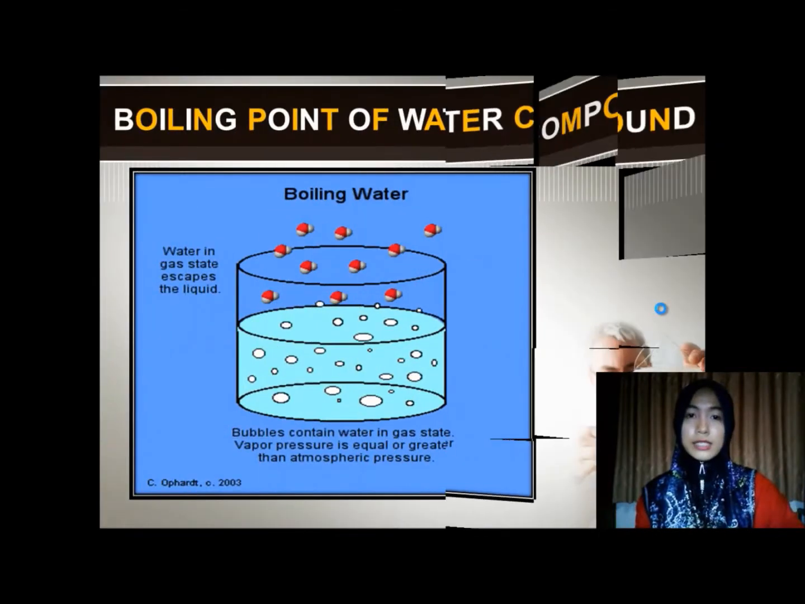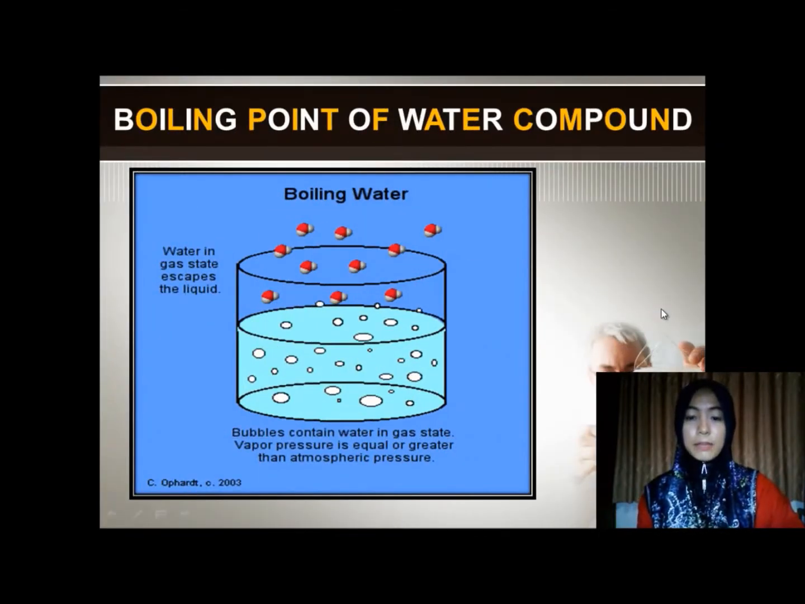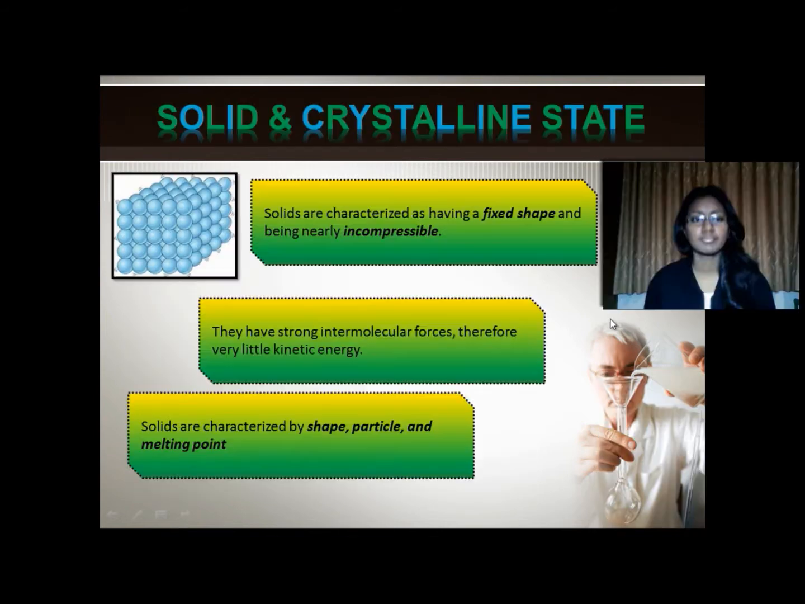Okay, as we can see in this diagram, the process begins when the water is boiled in the hot water, the bubbles will automatically form. These bubbles that contain water in gas state will escape to the air, and therefore it will cause the water inside the beaker to decrease.